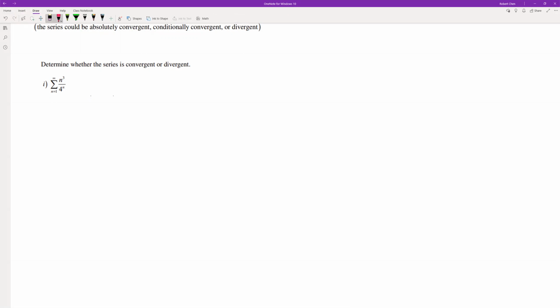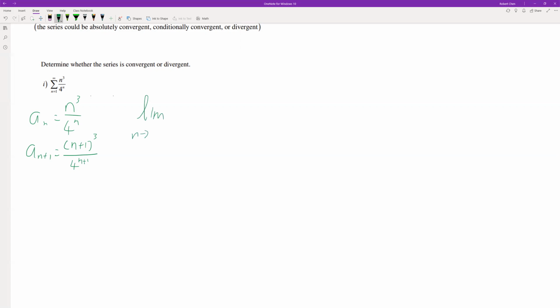Nothing too tricky. So first, we need to identify what the a_n term is. It's actually given to us right here: n cubed over 4 to the n. Then we need the next term, which is a_{n+1}. So we need to write this out, replacing all the n's in here with n plus 1. We have (n+1) to the third power over 4 to the power of n plus 1. All right, and let's take the ratio test.